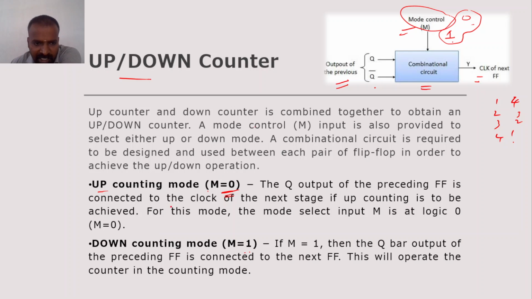Okay, so see here, here Q bar output is connected, but in this Q output will be connected. That is, in a single flip flop, this is Q output and this is Q bar output. If you want to count in the upward direction, then this Q output will be connected to the next flip flop. If suppose you want to connect in the downward direction, then this Q bar will be connected to the next flip flop. That's the difference. Okay, we'll see it later.